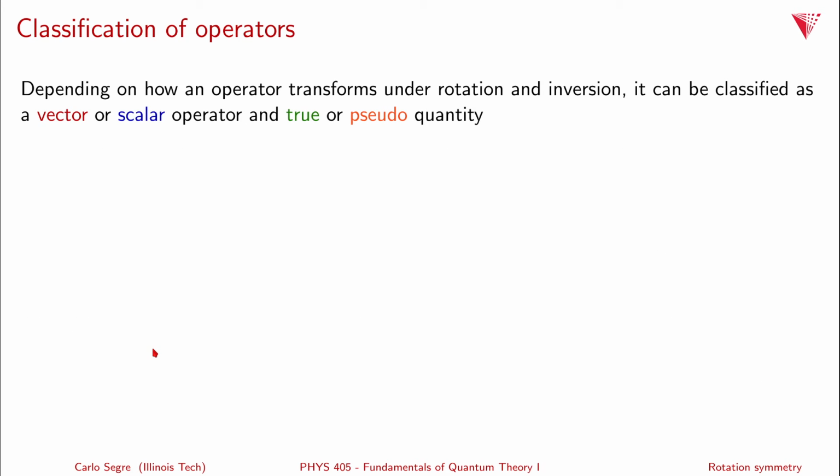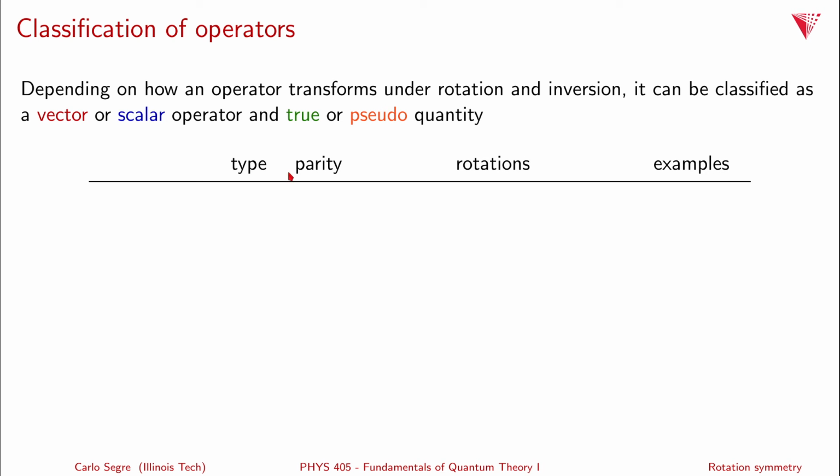Now finally, it's useful to talk about classification of operators under symmetry operations. Depending on how an operator transforms under rotation and inversion, or parity, it can be classified as a vector or scalar operator, and a true or pseudo quantity. So in this table, we talk about the operator, the type of vector it is, how it transforms under parity, how it transforms under rotation, and then some examples of different operators.